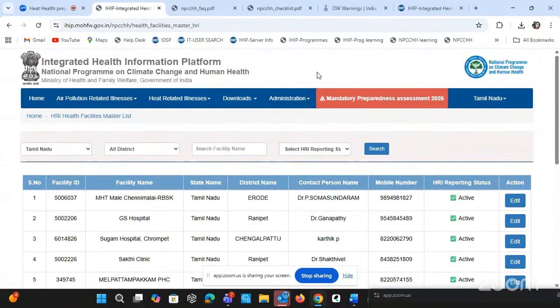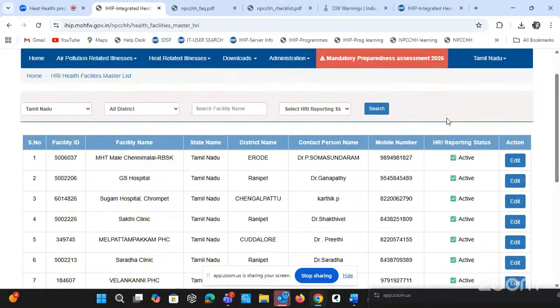So this is the HRI health facility master list. Whatever facilities come under their state, all these facility details are shown in the facility master list. Here the state user can check whether a facility is active or not, and the state user also has the authority to enable or disable the facilities if required, like for this one, GS Hospital Tamil Nadu.